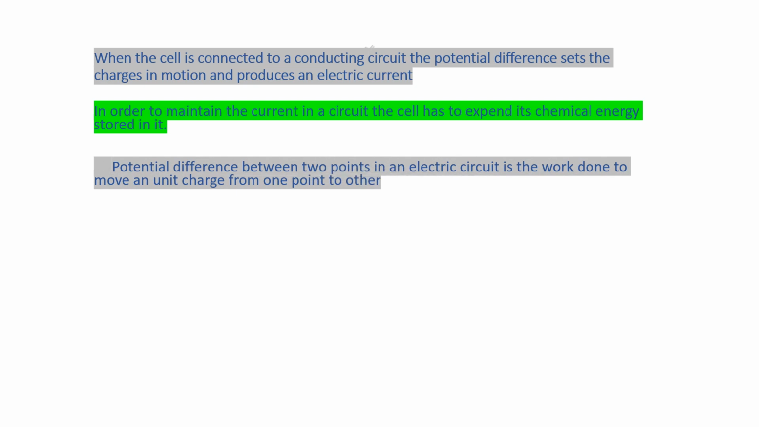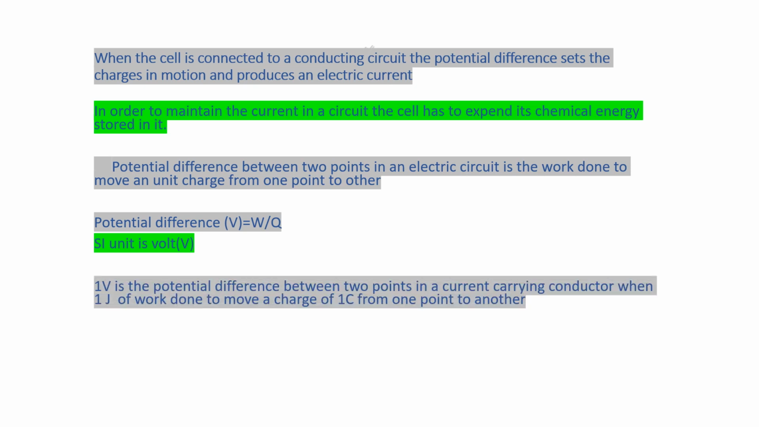Potential difference between 2 points in an electric circuit is the work done to move a unit charge from one point to another point. Potential difference V is equal to W by Q. The SI unit of potential difference is volt. 1 volt is the potential difference between 2 points in a conductor when 1 joule of work is done to move 1 coulomb of charge from one point to another. 1 volt is equal to 1 joule divided by 1 coulomb.